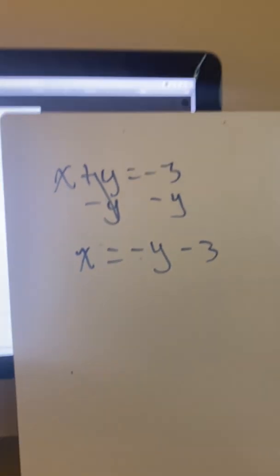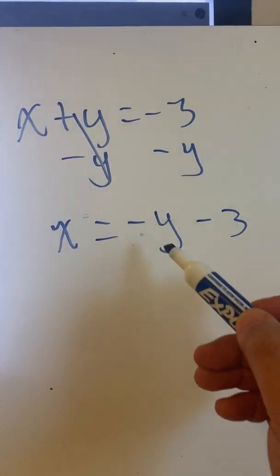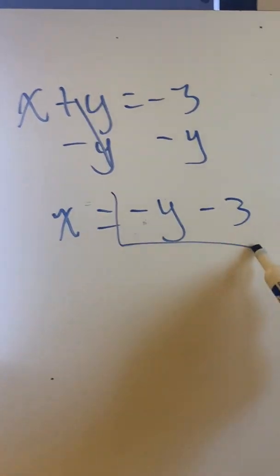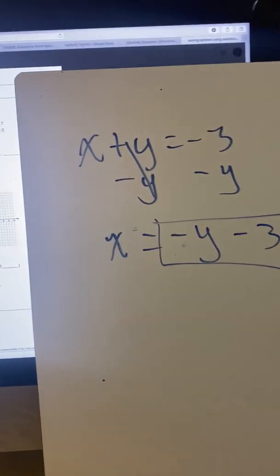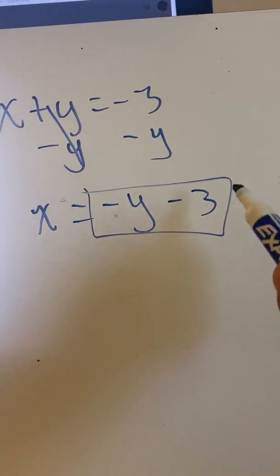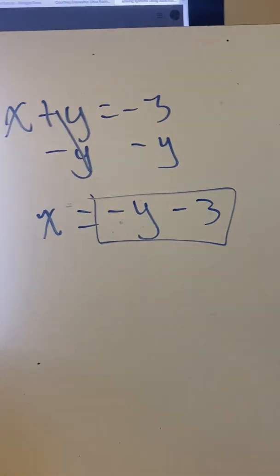Here we go. I'm going to isolate the x in this problem. I'm going to move the y to the other side. It turns into a negative y minus 3 because the negative 3 just comes down. Look at what I've done. I've isolated the variable x. It's telling me x is actually negative y minus 3.